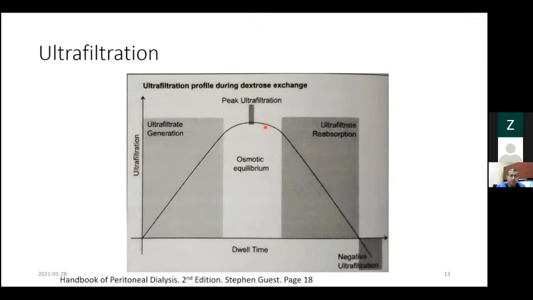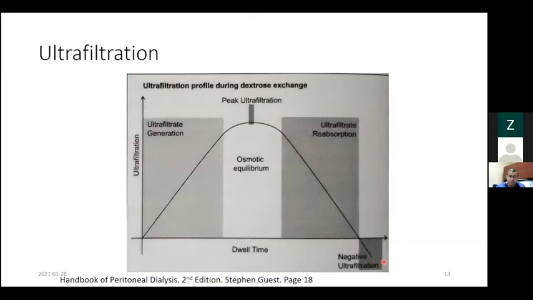Beyond that, the body will start absorbing the water. And as you can see, the ultrafiltrate reabsorption happens and it's coming back. You may be surprised, or you will not be surprised, that the body even absorbs what is put inside. So if you are putting 2 liters of fluid inside an adult peritoneum, we better take it out when there is a good amount of ultrafiltration, because if you leave it in, the body will absorb the 2 liters and the patient will land up with volume overload. Okay.